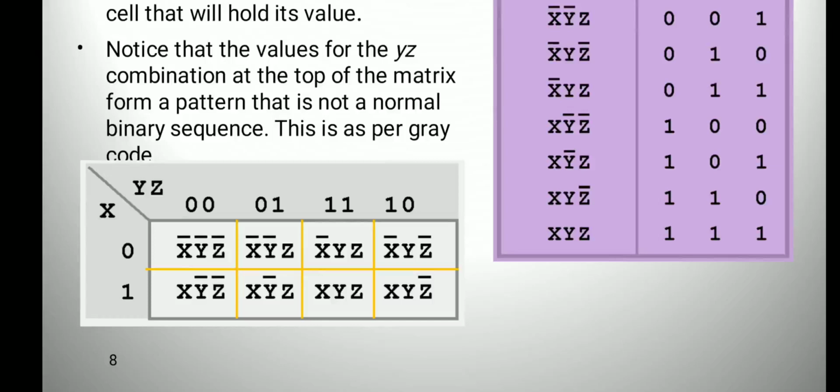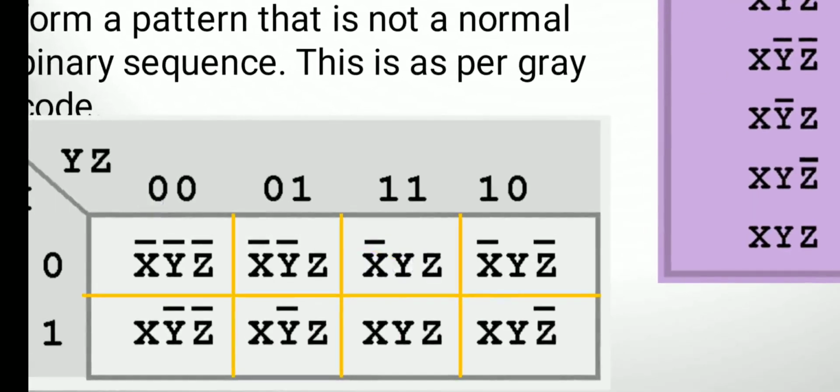In the first row, x is equal to 0. Second row, x is equal to 1. Whereas, there are 4 columns where yz is 00, 01, 11 and 10. But see the sequence. The sequence is 00, 01, 11 and 10.